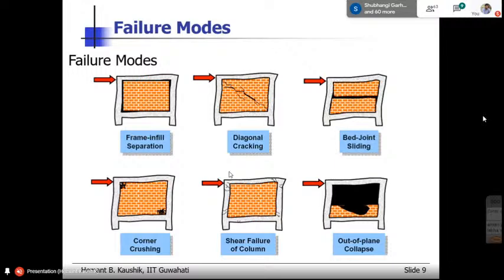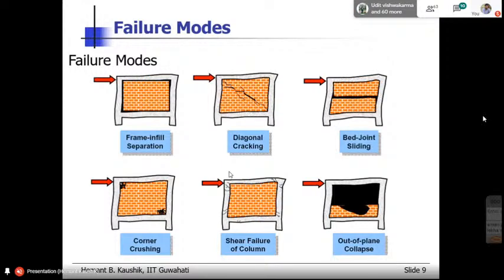It's a different issue if we somehow use some pressurized cement grout and then try to fill that gap. It reduces that gap, but still 100% reduction is not possible. But then what will happen if there is a frame infill separation on all the sides? In that case, the wall will simply fail in the out of plane direction in the other side.